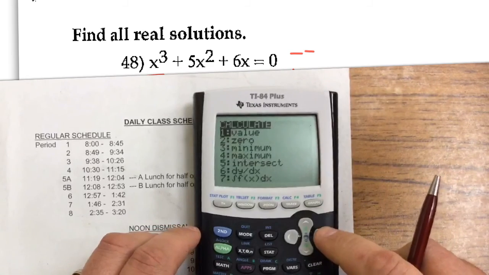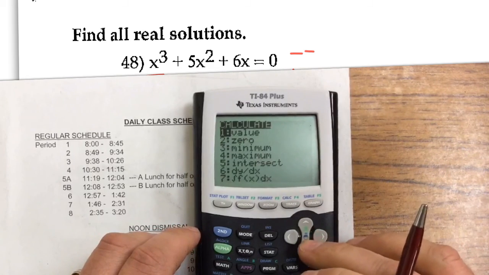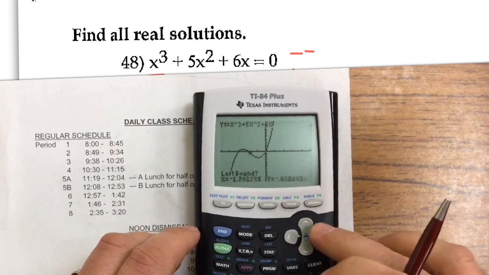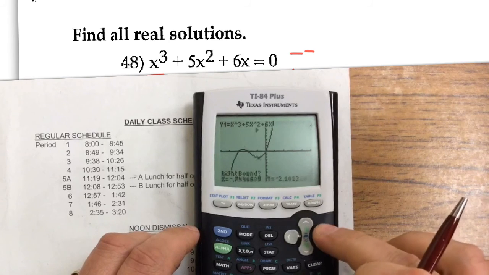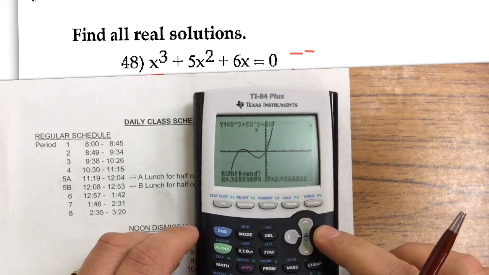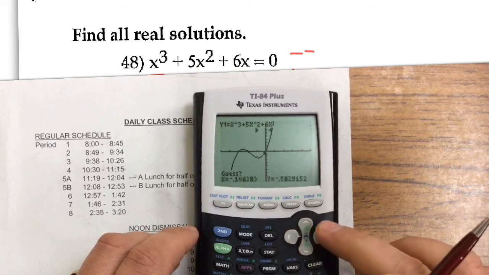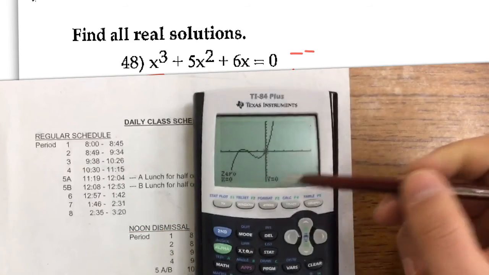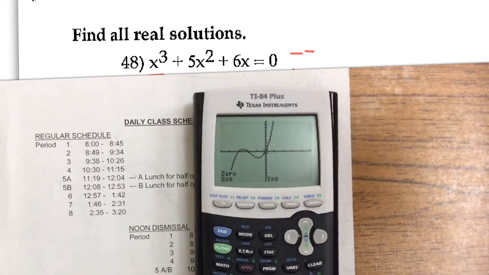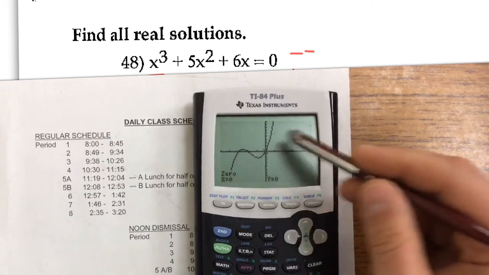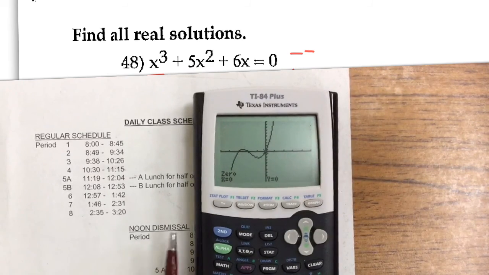Second calc, second trace, excuse me, 0. Left of it, enter. Right of it, enter. Guess. And the other one is 0. So that's another quick way to get the zeros. The only downside to the calculator in zeros is you must have the zeros on the screen, which we now know, if you have a proper window, to see that graph on, so we feel a little bit better about that.